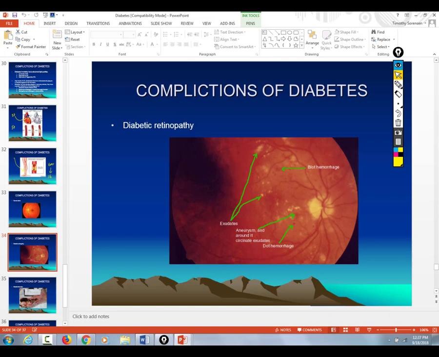They can take a laser, though, and go in their eye. That's really kind of temporary. Ultimately, what's going to happen is these people are going to become blind. So basically what happens in diabetes is you rot from the outside in.